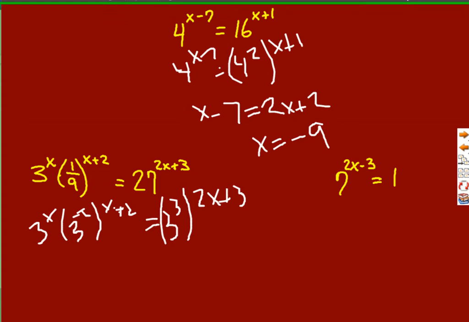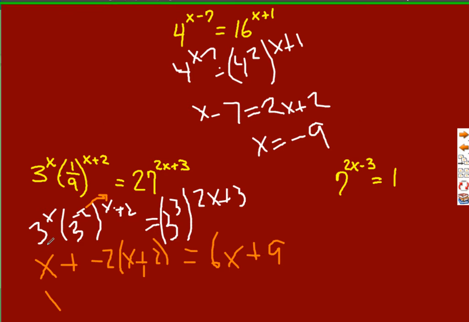Now, as you simplify this problem, you have power to a power, so those are going to multiply right here. But you have two bases being multiplied together. That means you have to add those exponents. So x plus negative 2 times x plus 2. And then on this side, power to a power. So again, you multiply: 6x plus 9. There's your equation. Now you solve it.